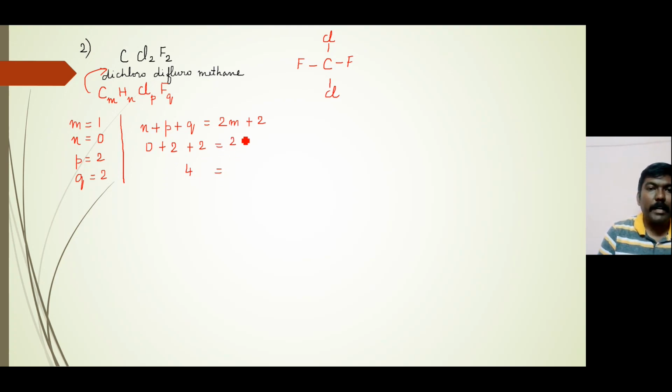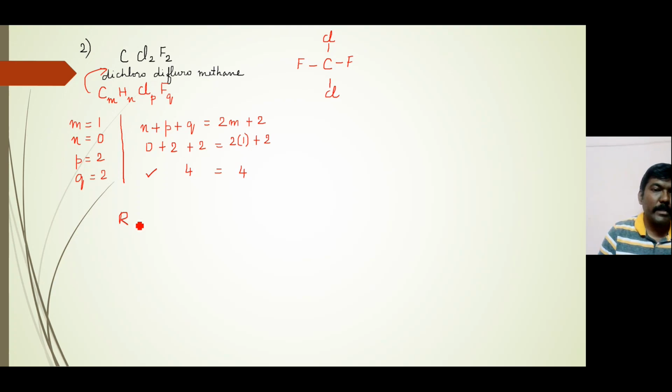The number of carbon atoms that we have is 1. So 2 into 1 plus 2, so 2 plus 2 is again 4. So it confirms once again that it is a saturated organic compound. Okay, so now we have to give a designation for this refrigerant.